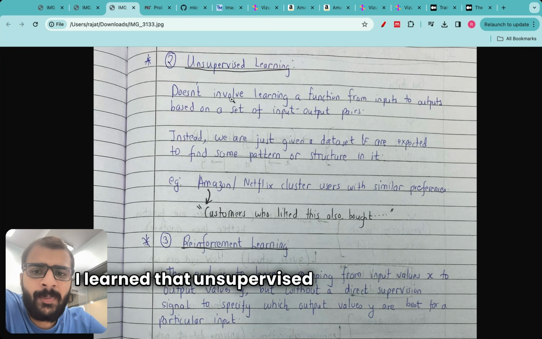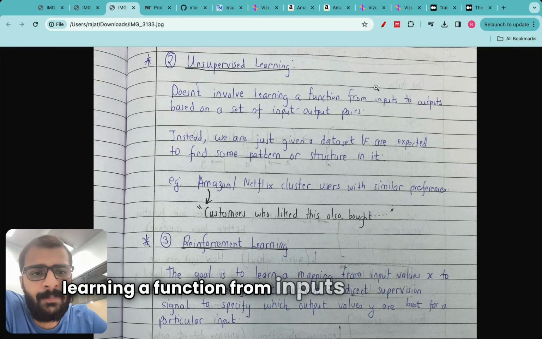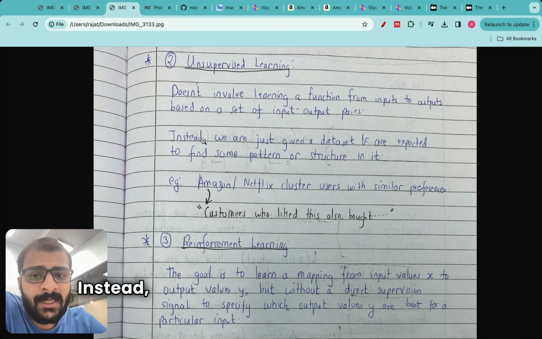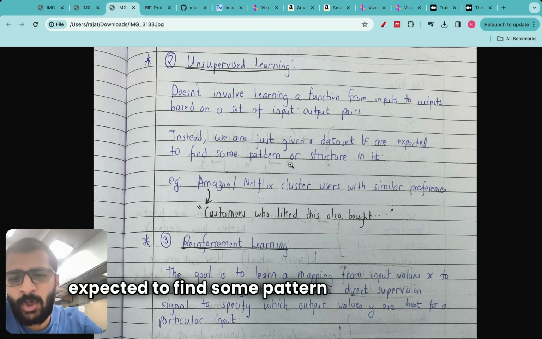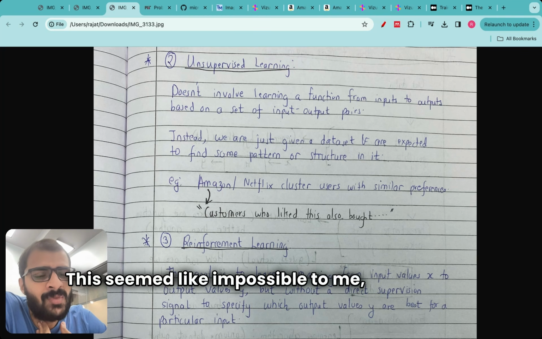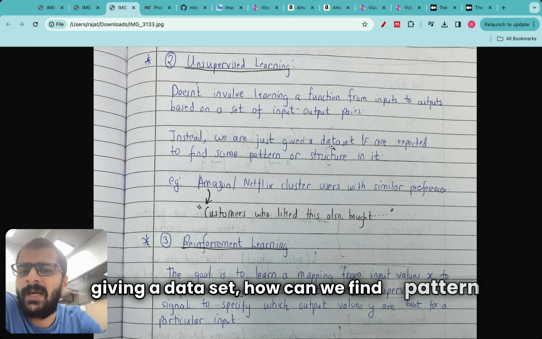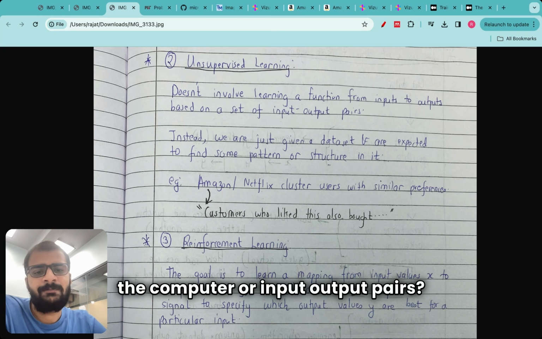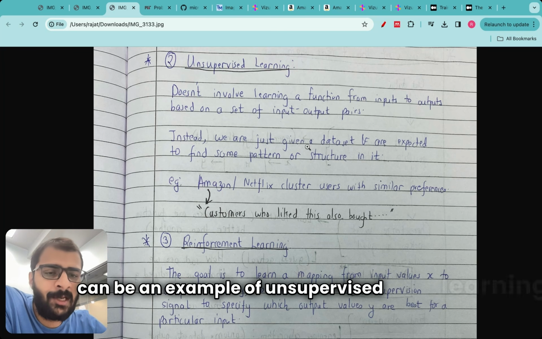I learned that unsupervised learning does not involve learning a function from inputs to outputs based on a set of input output pairs. Instead, we are just given a data set and are expected to find some pattern or structure in it. This seemed impossible to me. Just by giving a data set, how can we find pattern or structure in it if we are not training the computer on input output pairs? And I was very curious what could be an example of unsupervised learning.